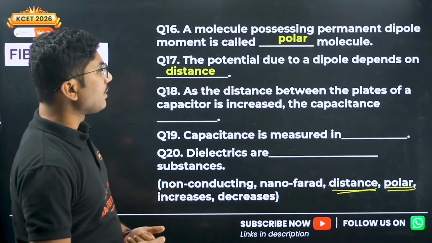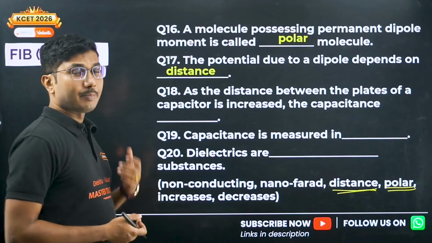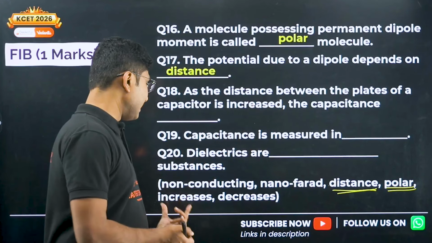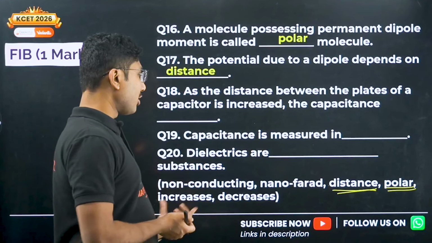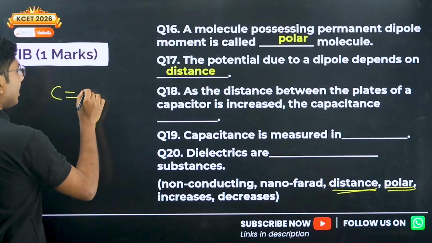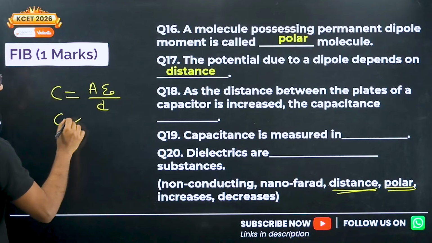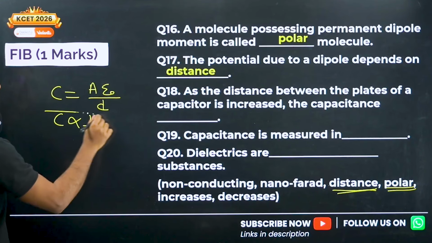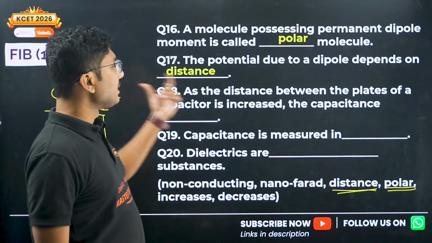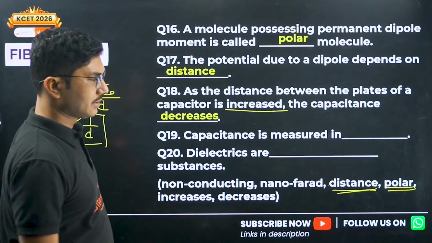As the distance between the plates of a capacitor is increased, the capacitance dash. So distance between the plates is increased. What will happen to the capacitance? Whether it will increase or it will decrease. Increases and decreases both are given, so one of them will be the answer. Let's see. Capacitance for a parallel plate air capacitor is given by A epsilon naught by d. So capacitance is inversely proportional to the distance. If distance is increasing, then capacitance must decrease. So if the distance between the plates of the capacitor is increased, then capacitance decreases.